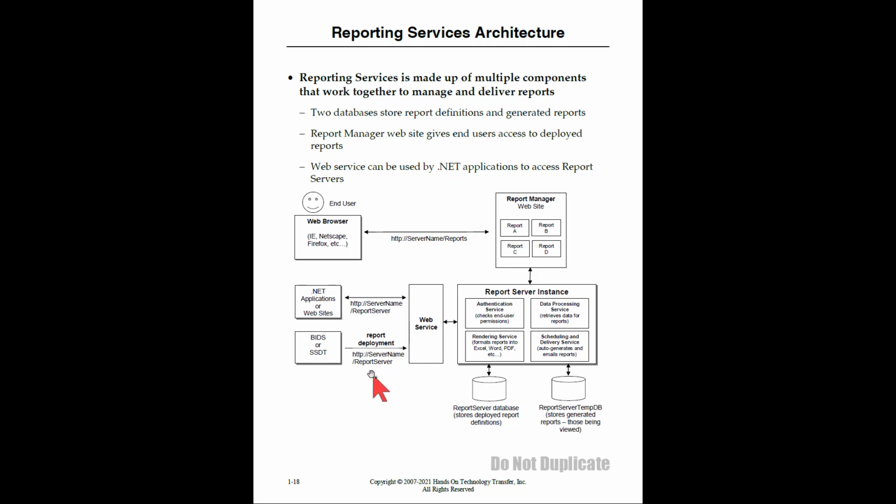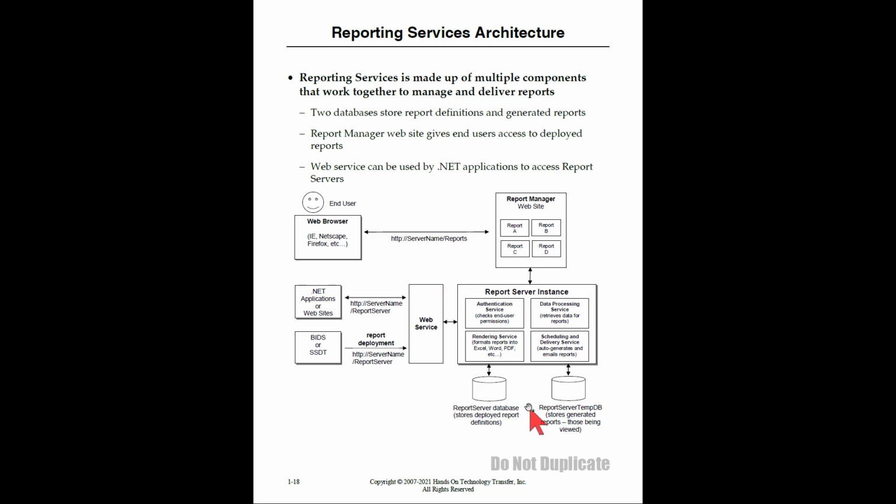We can specify this URL that you see right here, http://server name/report server. This is the URL that we would use to actually publish our report projects that we create inside Visual Studio. So this is the architecture. In Module 8 and 9, we're going to take a look at using the Reporting Services web portal and show you how we can gain access to the reports hosted on an instance of Reporting Services.